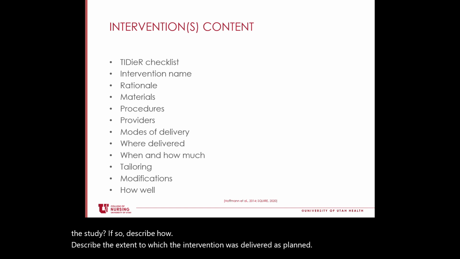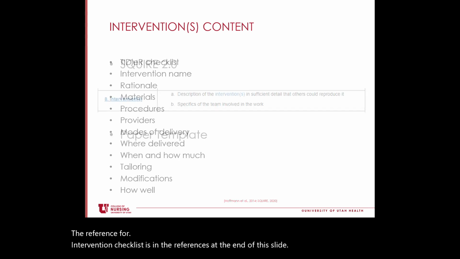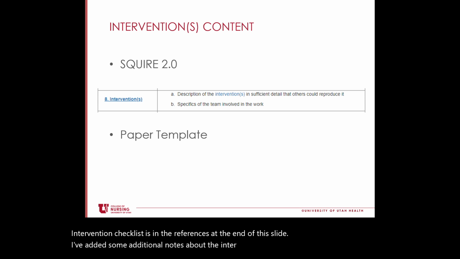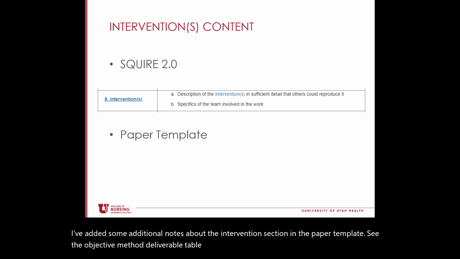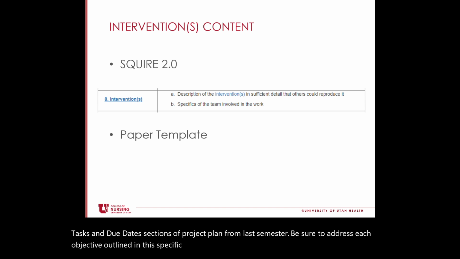The reference for this intervention checklist is in the references at the end of this slide. I've added some additional notes about the intervention section in the paper template. See the objective method deliverable table and project timeline, tasks and due dates sections of project plan from last semester. Be sure to address each objective outlined in the specific aims section above in the intervention section where appropriate. Different objectives may utilize different methods.